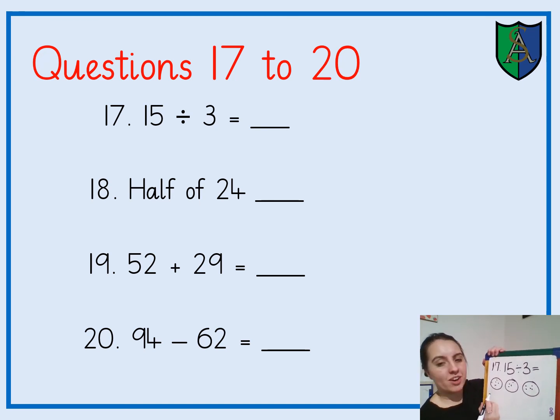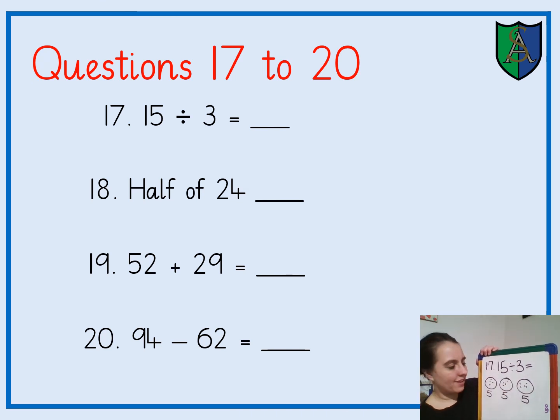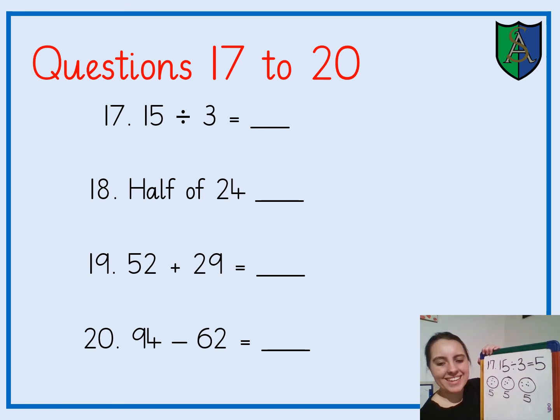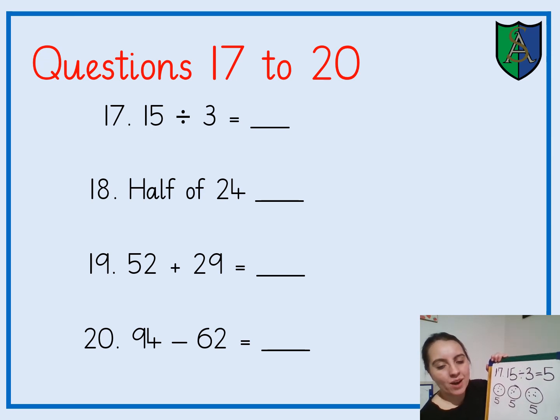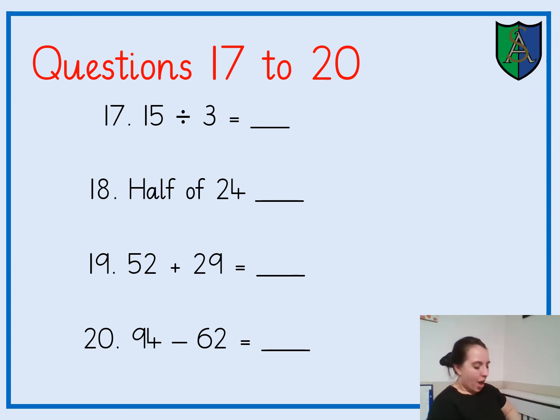Okay, let's count how many dots are in each one. 1, 2, 3, 4, 5. 5 dots in there. 5 dots in there. 5 dots in there. So 15 shared by 3 is equal to 5. Okay, so if you got that correct, you can give yourselves a tick. And if not, try working it out in the way that I've worked it out. Try drawing it.